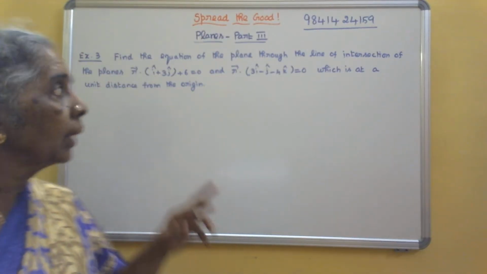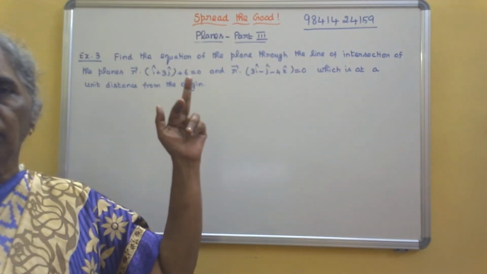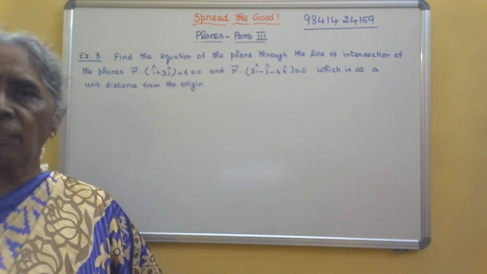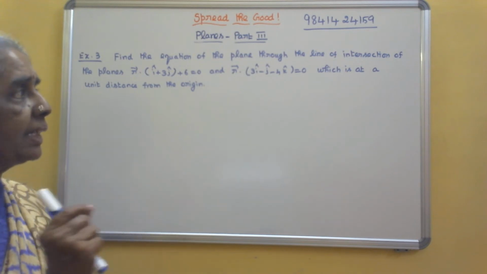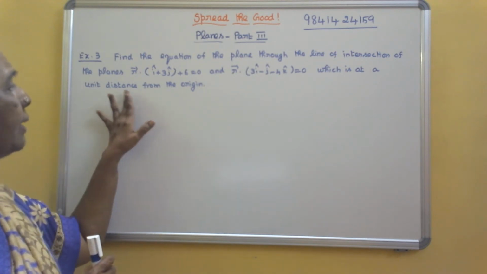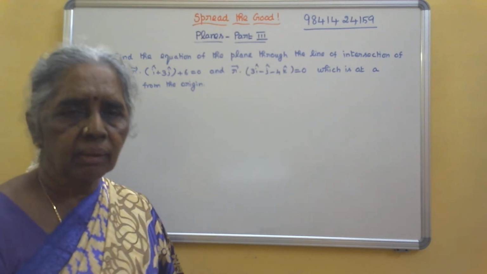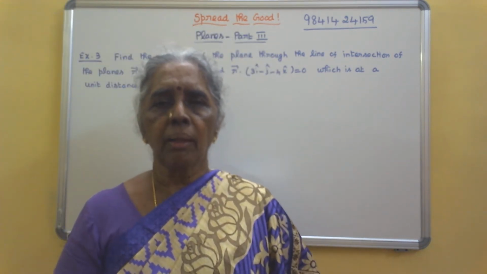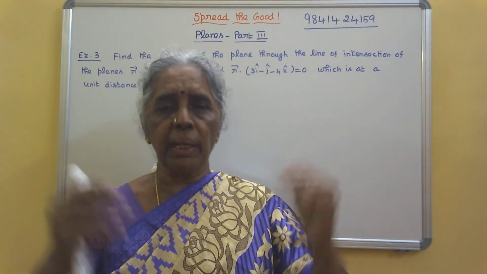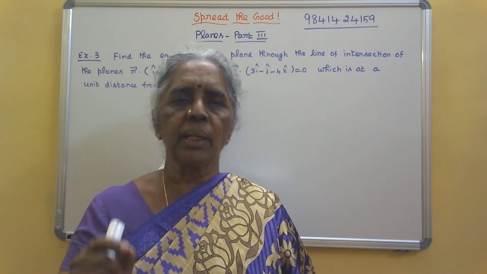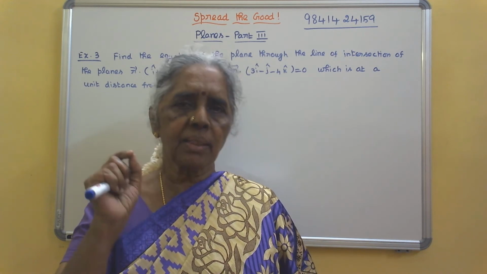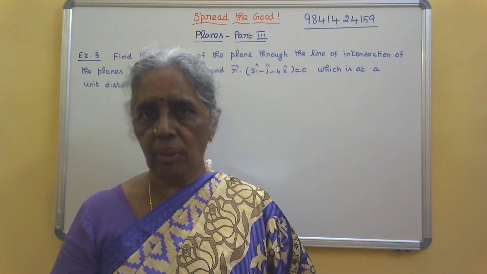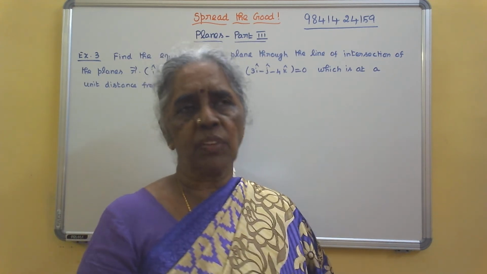Example 3. Find the equation of the plane through the line of intersection of the planes, two plane equations given in vector form, which is at a unit distance from the origin. Here, what they have given to evaluate the lambda is that the required plane, the plane you are going to find out, is at a unit distance from the origin. So using that concept, we have to proceed. Anyway, let us first start now.